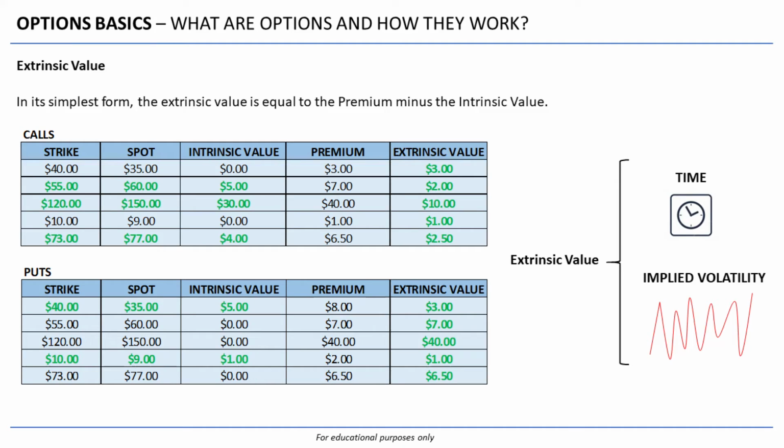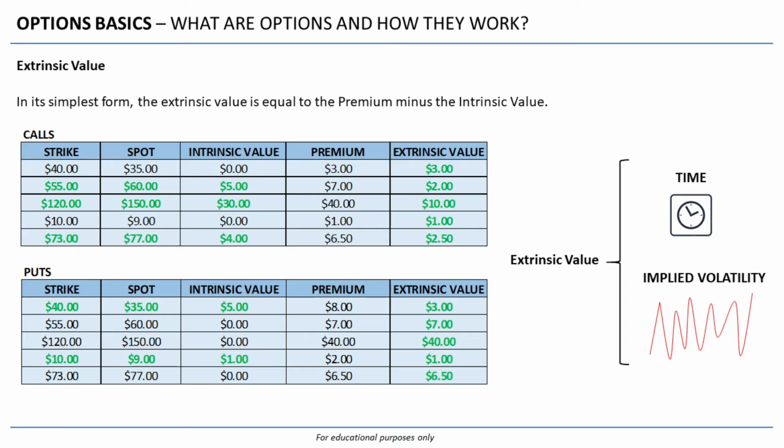Now we can see that regardless of the intrinsic value, since there is some time left to expiration, extrinsic value is positive, and therefore the premium is always greater than the intrinsic value. Remember, premium equals intrinsic value plus extrinsic value, and neither can be less than 0. Extrinsic value is also referred to as the time value of the option.